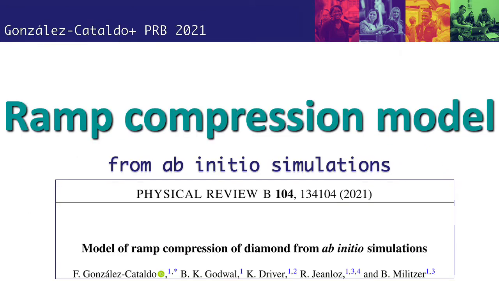But the problem is that for RAM compression, we do not have equations like the Rankine-Hugoniot equations that allow us to predict from the equation of state what the temperature and pressure conditions reached in RAM compression are. And that's why we want to suggest the following model.